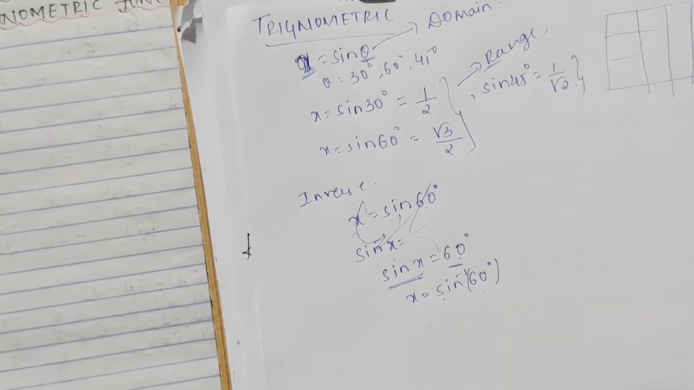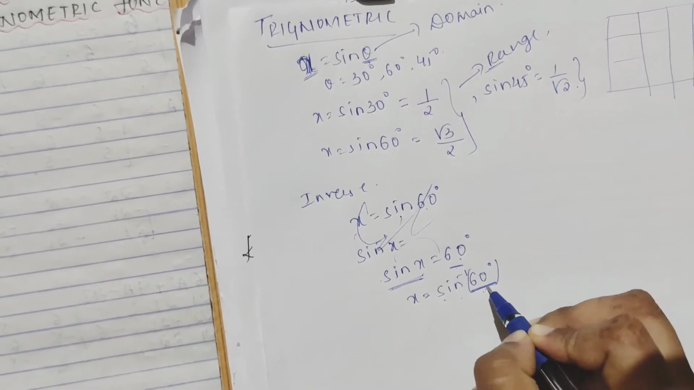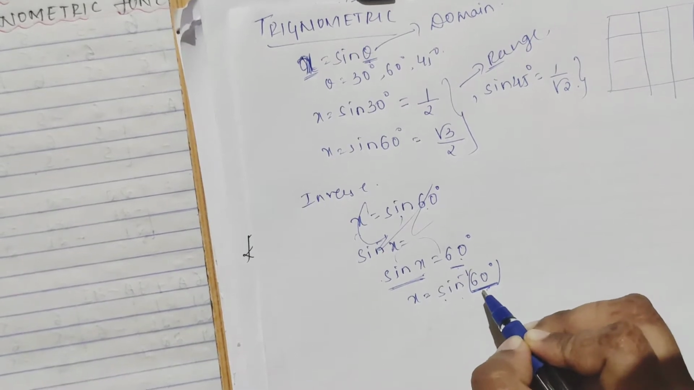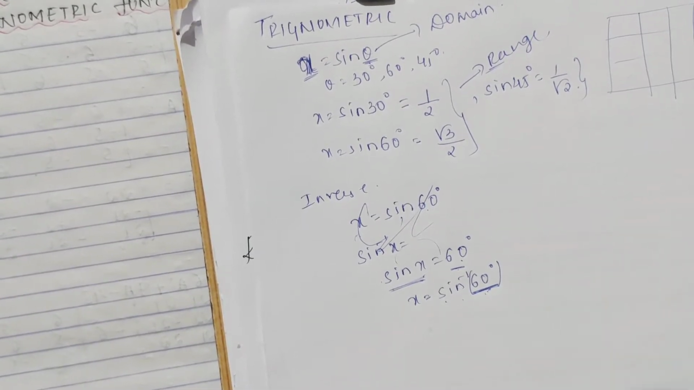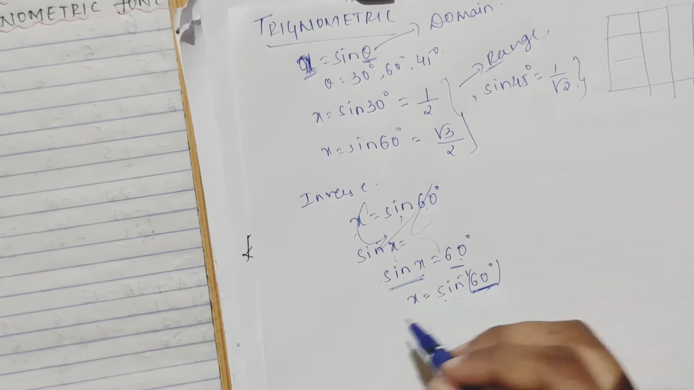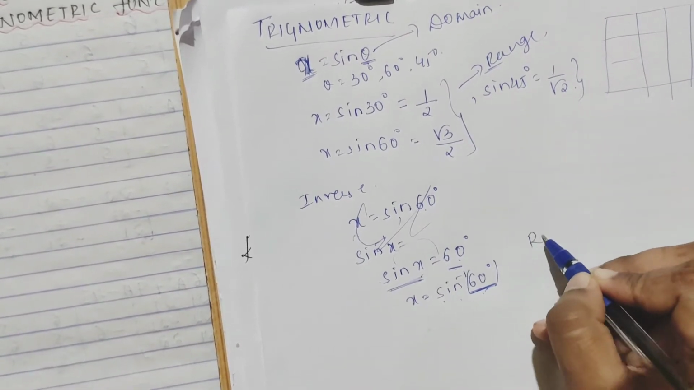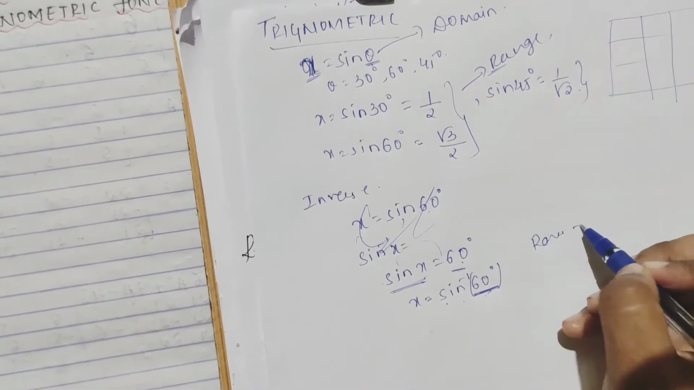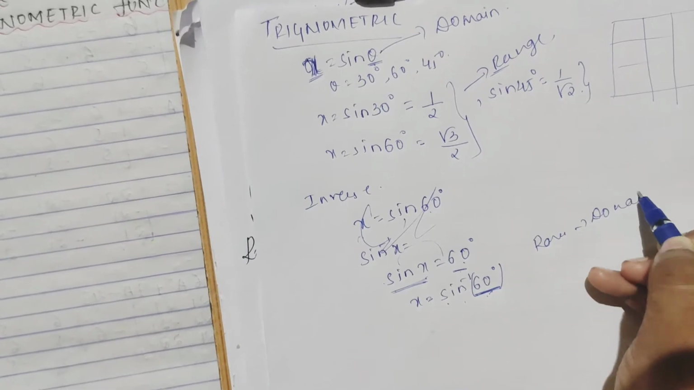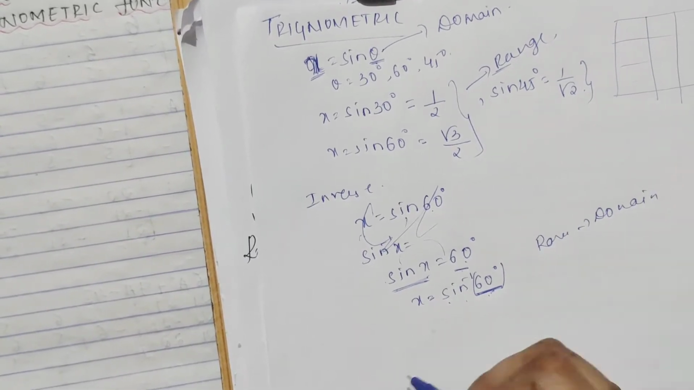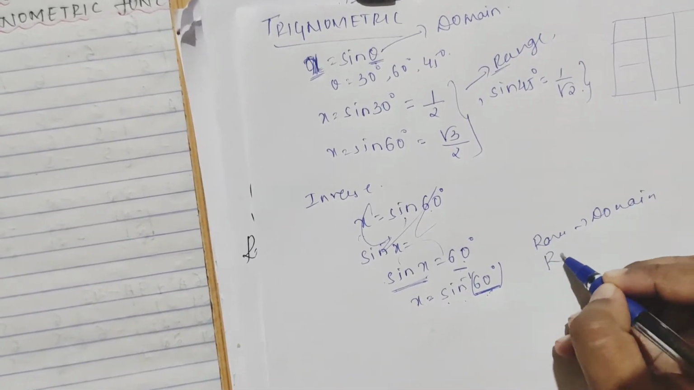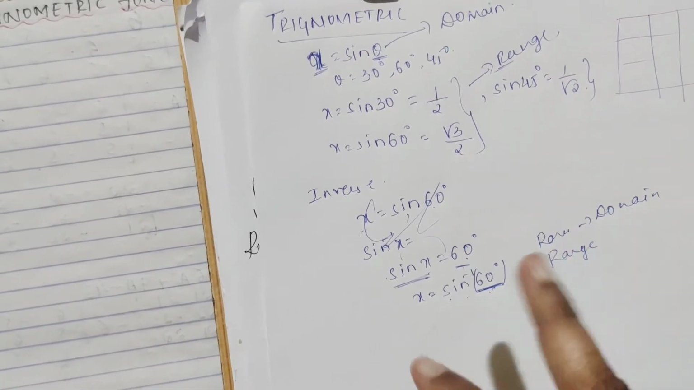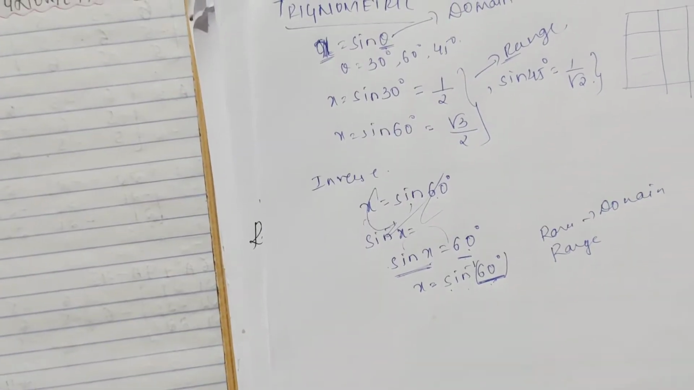Now what happens is that the results, what we called the range above, become your domain, and the values we get are called the range. It becomes the opposite. So like this your question will be changed.